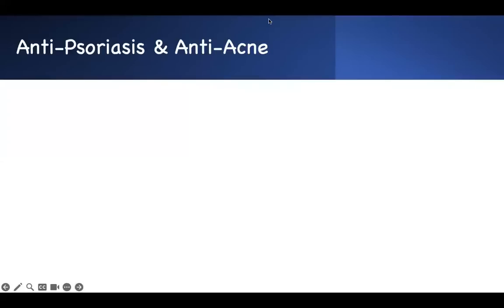Next one is psoriasis medication and acne.